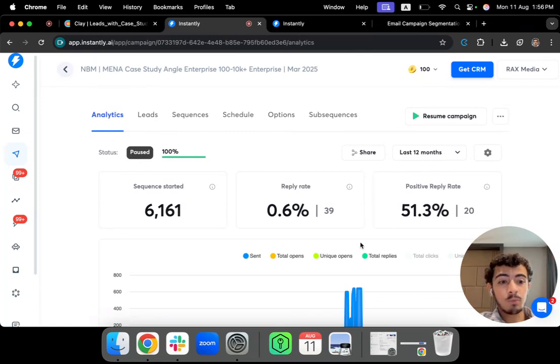Yes, that can work, and it does work. The only issue with that is you're actually missing out on a lot of leads that would have otherwise responded had you sent the right message at the right time.